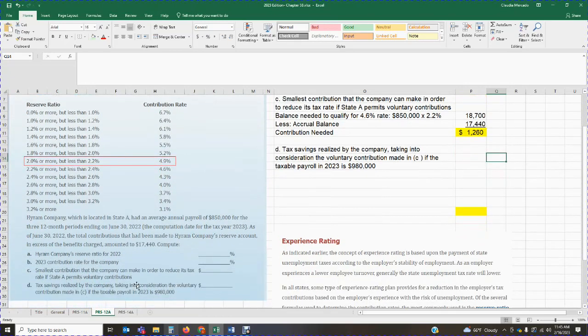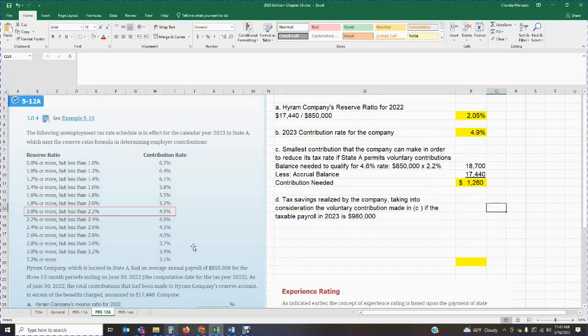Now, letter D says tax savings realized by the company taking into consideration the voluntary contribution made in C if the taxable payroll in 2023 is 980. So we are going to assume that we contributed that extra $1,260 in requirement C. If we went ahead and did that additional contribution, then what would our tax savings be based on moving from a 4.9 to a 4.6? Okay, so let's run the numbers.